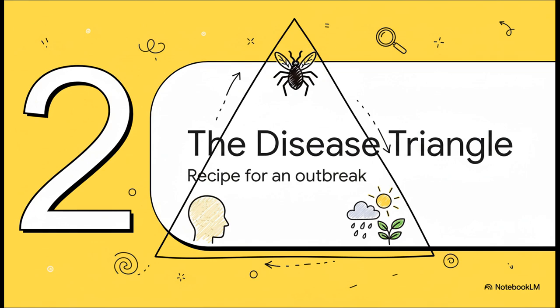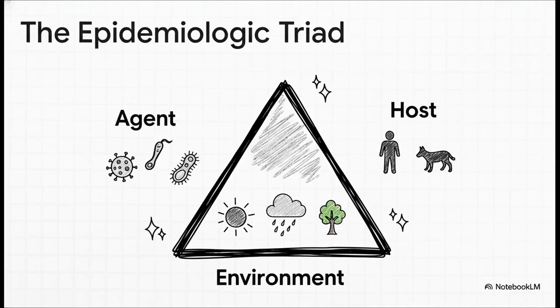To explain this, scientists use this really simple but powerful idea called the disease triangle, or what's more formally known as the epidemiologic triad. So this triad has 3 essential parts. First, you need the agent. That's the germ itself, whether it's a virus or a bacteria. Second, you need a host. That's the person or animal that gets sick. And third, the final piece of the puzzle, you need the right environment, the right climate, the right habitat, all those outside factors that let the agent and host actually cross paths.